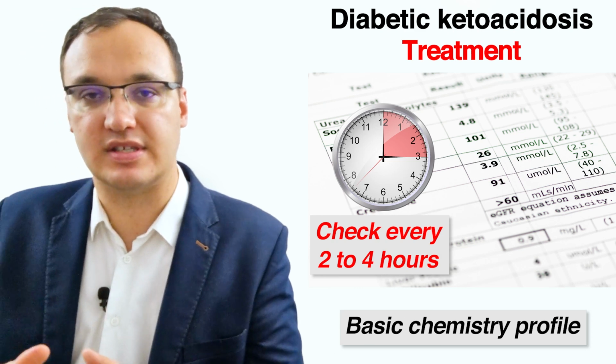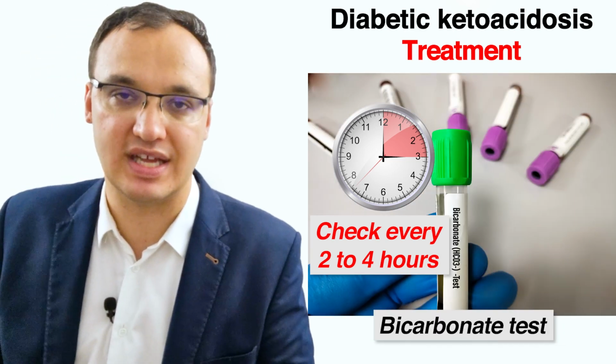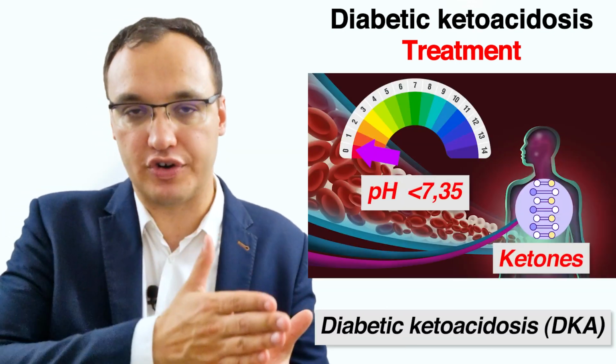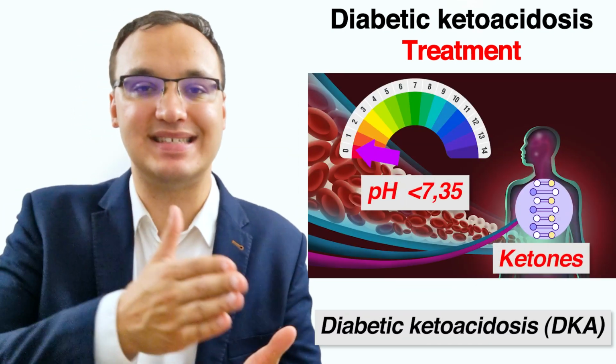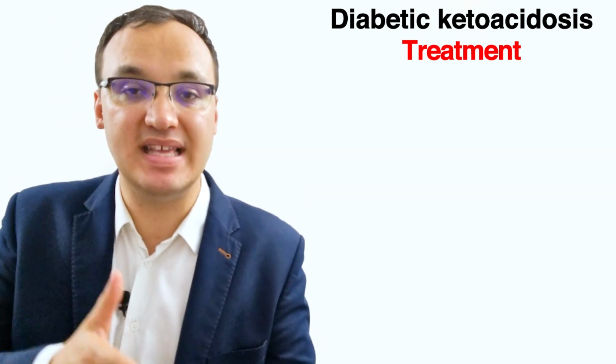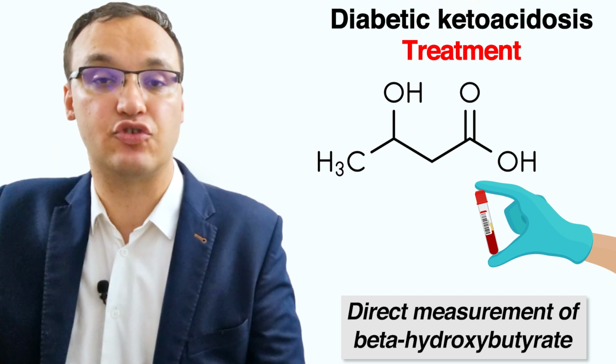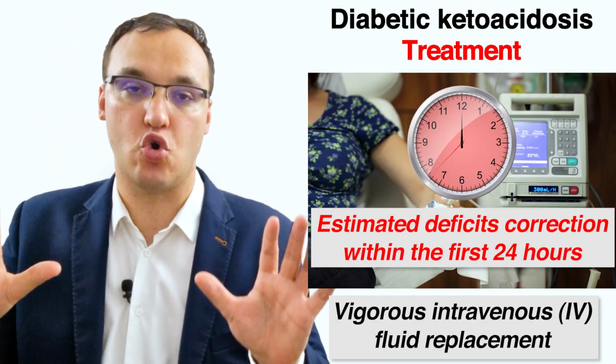The other ones, the pH and the bicarbonate, can be checked every 2 to 4 hours until the patient is stable. The course of ketoacidemia and acidic ketones in the blood can be assessed by direct measurement of beta-hydroxybutyrate. The correction of fluid and the correction of electrolyte abnormalities involves caution.